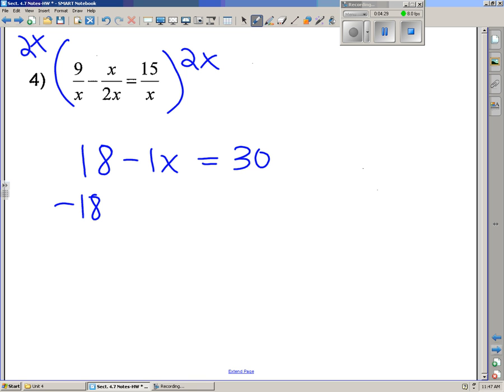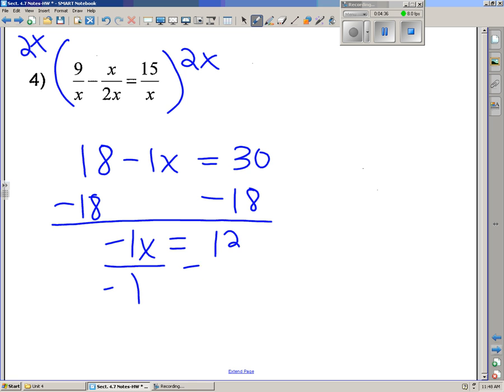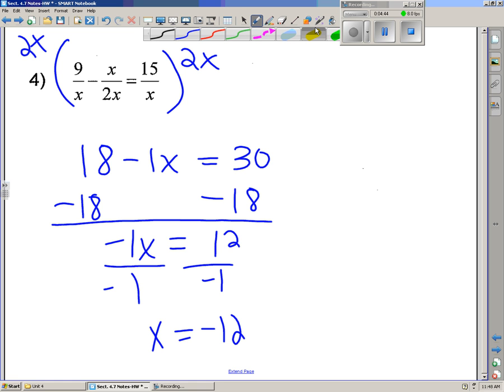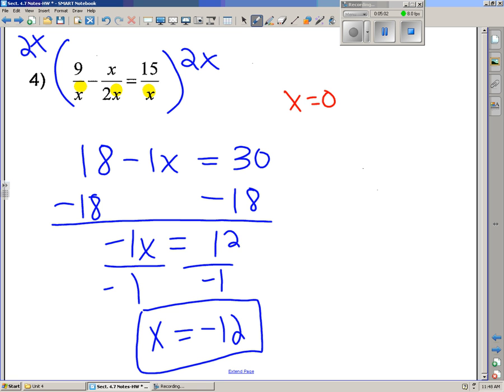So in this equation, subtract 18 on both sides, get negative 1x equals positive 12. Divide by negative 1, and then x equals negative 12. Here we do have variables in the denominator, so we need to decide what's going to make all those denominators 0, and each x would have to be 0 in order to have a fraction not work. Well, your solution is x equals negative 12, not x equals 0. So we don't have any extraneous solutions, and your answer is what it is.